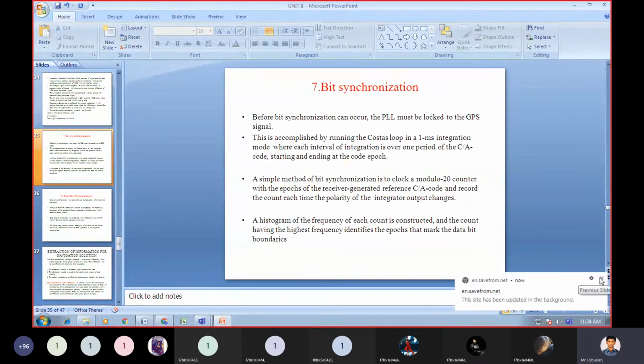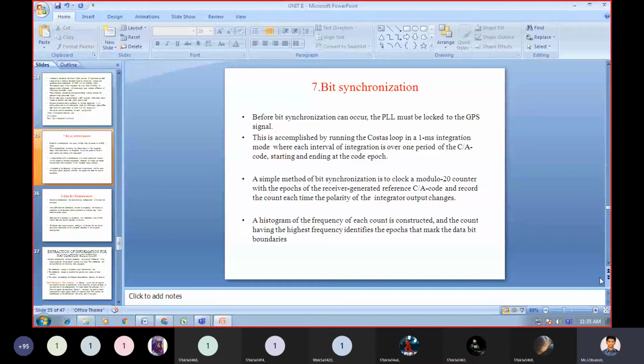A simple method of bit synchronization is to clock a modulo 20 counter with the epochs of the receiver generated reference C/A code, and record the count each time the polarity of the integrator output changes.